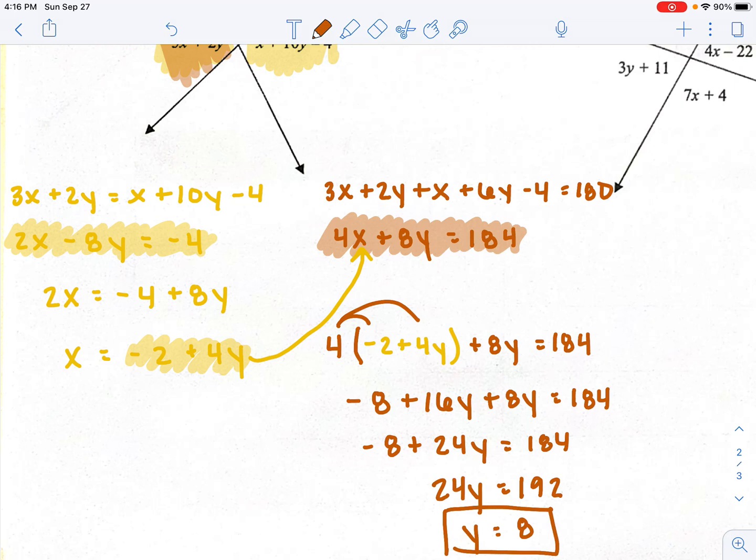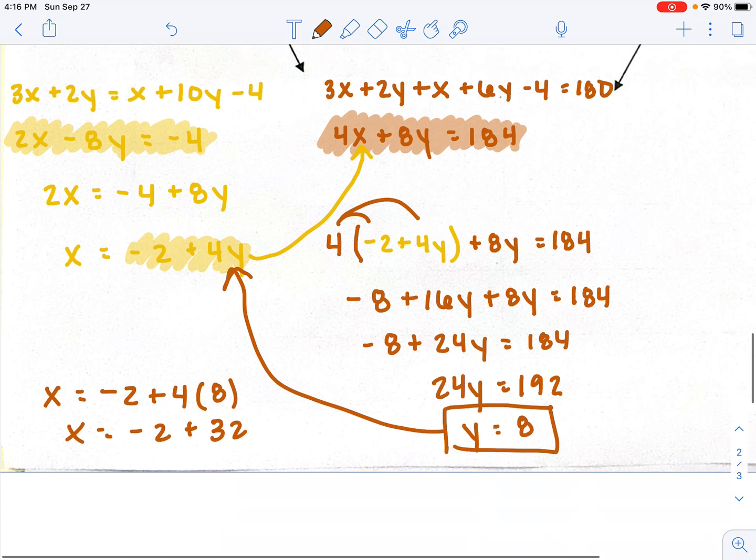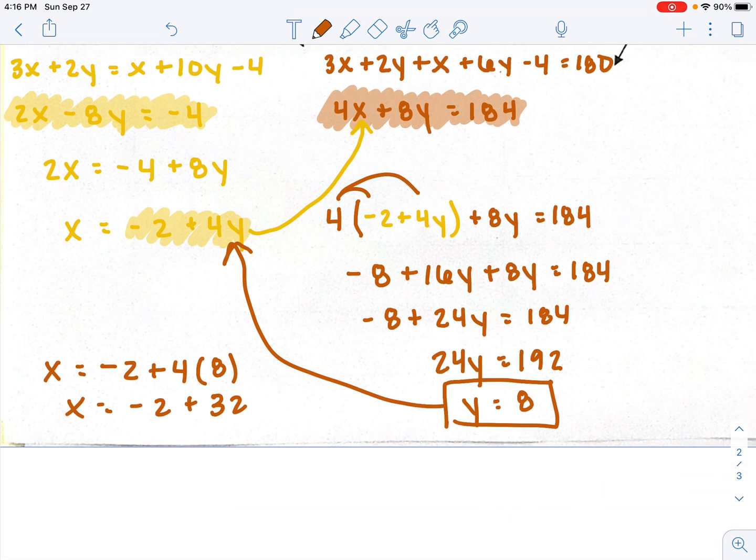Now that I know y, I can plug it into any equation I want and get x. I'm just going to plug it in right over here, into the equation where we solved for x. So I'm going to say that x equals negative 2 plus 4 times y. We just found out that y is 8. So I've got x equals negative 2 plus, 4 times 8 is 32. So x equals negative 2 plus 32, which means that x equals 30.